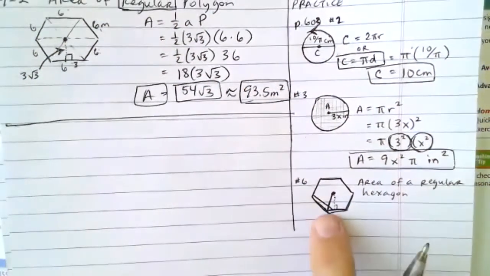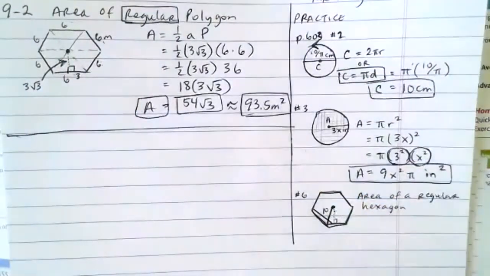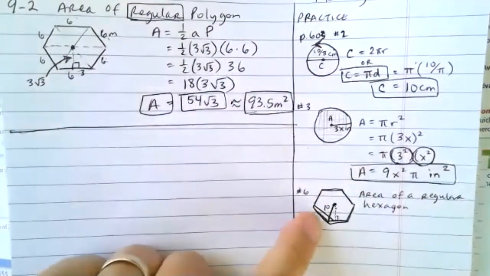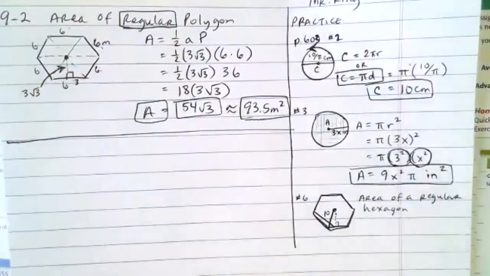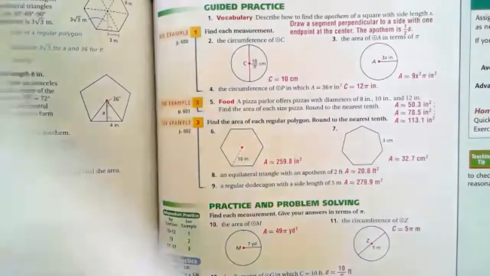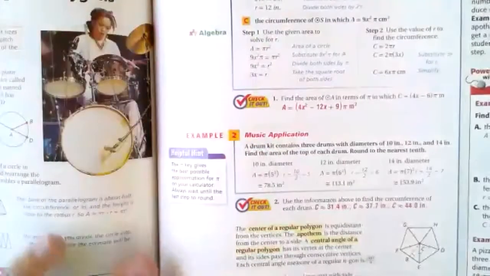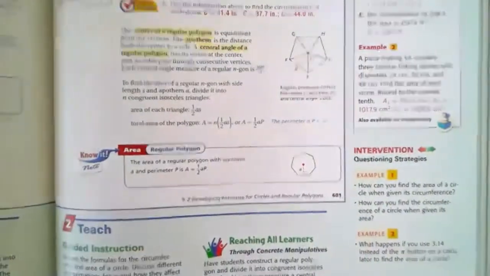All right, now I'm going to take a second. This is 10 inches, right? So I'm going to put that 10 right there. And let's go back and look at the book for just a second to see how they would handle this. I want you to see where they're coming from here. If you look at the area of a regular polygon in the book, it's on page 601 in your book. Do you have it?